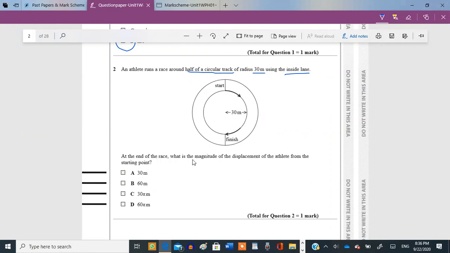At the end of the race, what is the magnitude of the displacement of the athlete from the starting point? This was the starting point of the athlete, and this is the ending point. So displacement is actually the shortest possible directed distance. So this is going to be the displacement, which is actually the diameter of this inner circle. So it's 30 plus 30, which is 60 meters. Okay, so option D.